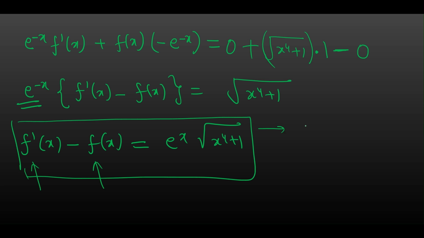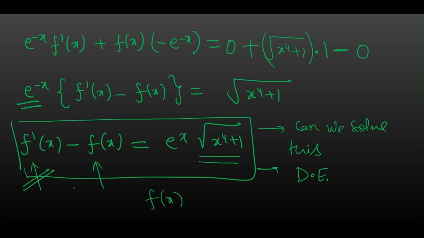The question is, can we solve this equation? Maybe we can solve it using differential equations, but because of the presence of this term, square root of (x^4 + 1), maybe this differential equation might become a little difficult. The good thing is that we are not really required to find the value of f(x). Why do we solve the differential equation if we don't need the value of f(x)? We just need the derivative of f inverse x. So let's think about how we can find the derivative of f inverse, given that we have some idea about the derivative of f using this equation.